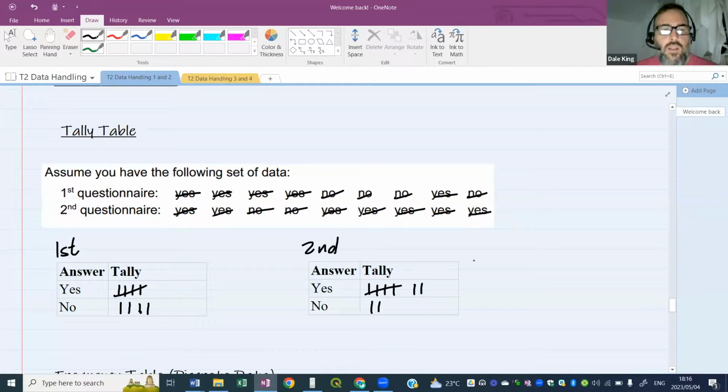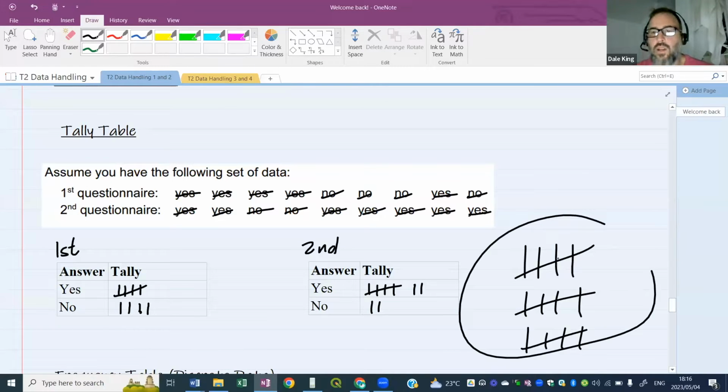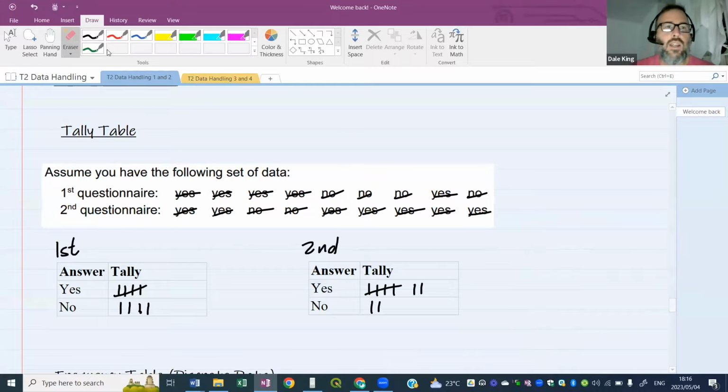Okay, so that's how we do a tally. So it's 1, 2, 3, 4, and then the fifth one goes diagonally, and you start again 1, 2, 3, 4, and then the fifth one goes diagonally, 1, 2, 3, 4, and the fifth one. So if we look at this example here that I've got on the right hand side, we can quickly see that we've got 3 groups of 5, so 5, 10, and 15. So that way we get a quick observation of how many yeses and nos are in each questionnaire. All right. Now, if I look at my tally table, it's also very easy to see which answer was answered the most, the yeses or the nos.